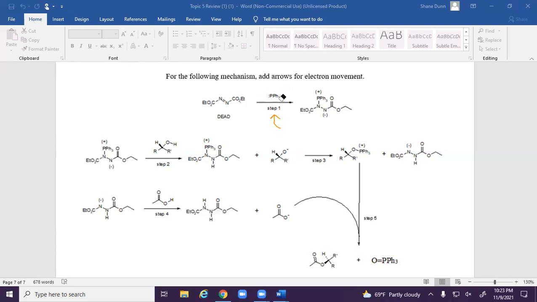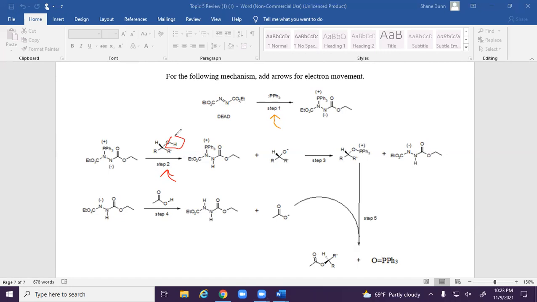Step 2, right here. Oops, that's the wrong one. Okay, step 2. I took an H, so it's acid base. Good job.